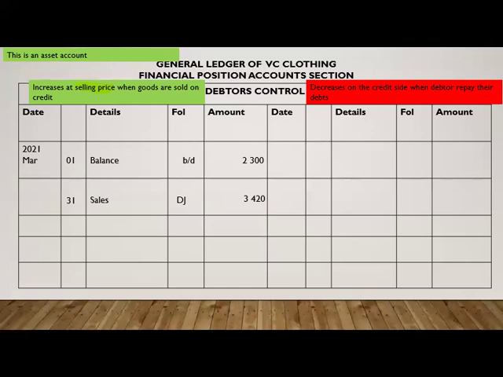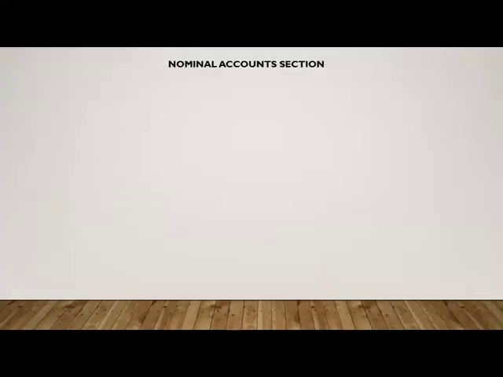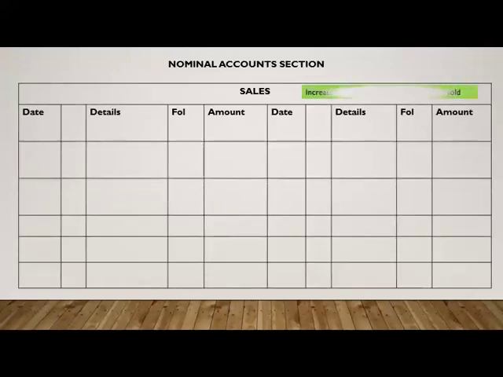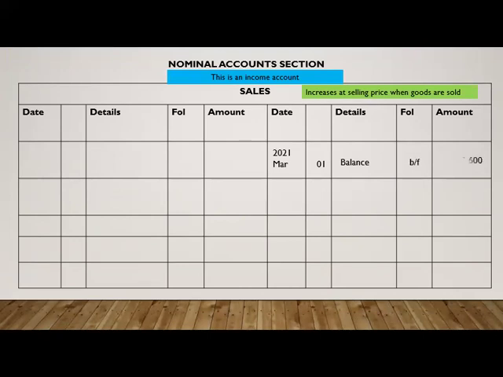So I said you're going to record it on the debit side of debtors control. And where else? Credit side of sales. We record it on the credit side of sales because sales is income. And income increases at selling price when goods are sold. So we already had a balance for sales. We normally call it balance brought forward because it's income. For income, we don't use balance brought down. We use balance brought forward, which is BF.